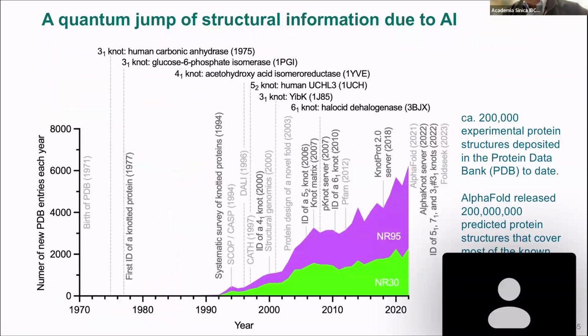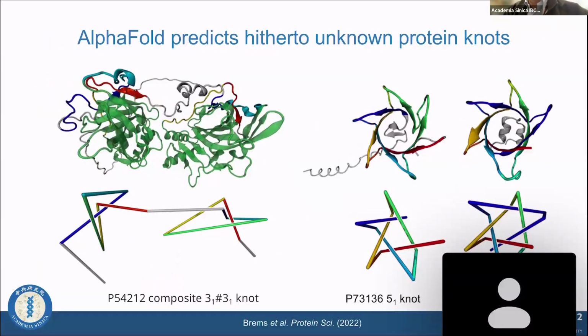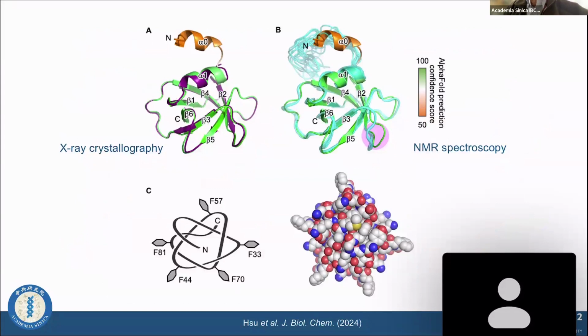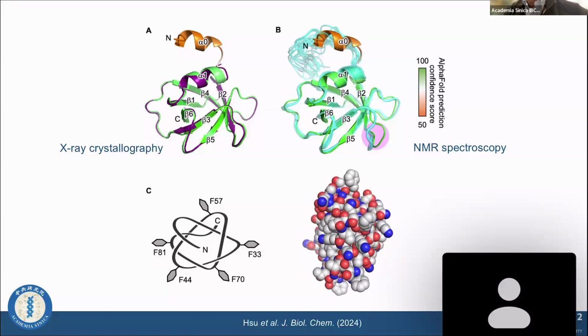that because of AlphaFold, scientists have identified new protein knots, such as this 7-1 knot or the 5-1 knot. The question is, are they real? Can we trust the AlphaFold predictions? So we carried out a series of structural analyses for the most complex 7-1 knot by X-ray crystallography and NMR spectroscopy. Unfortunately, in a way for us, the AlphaFold prediction is correct.